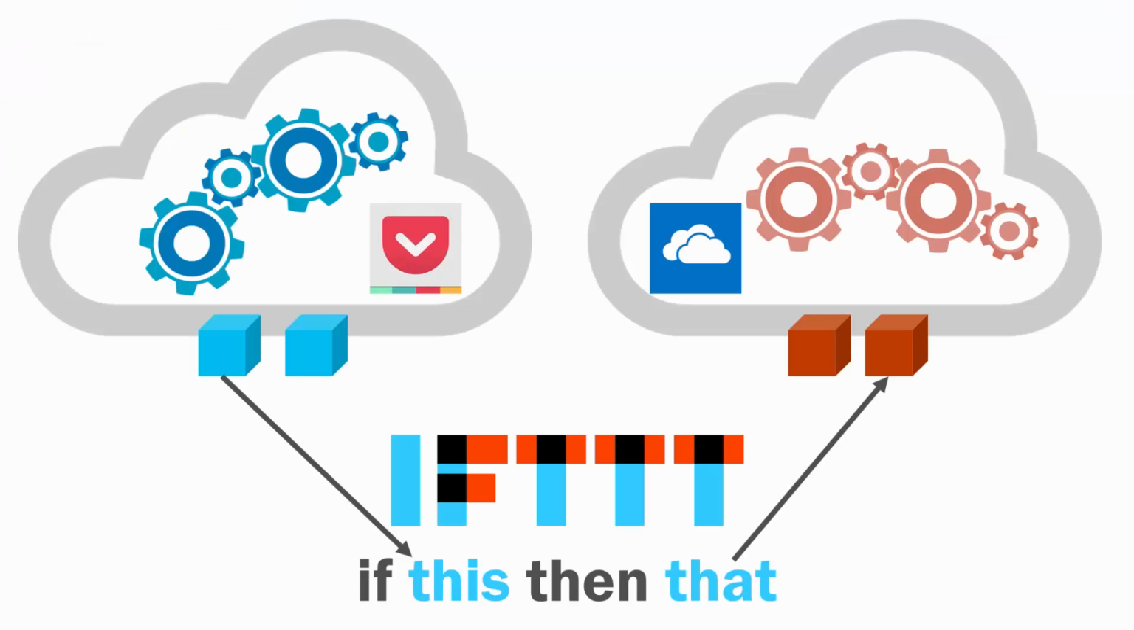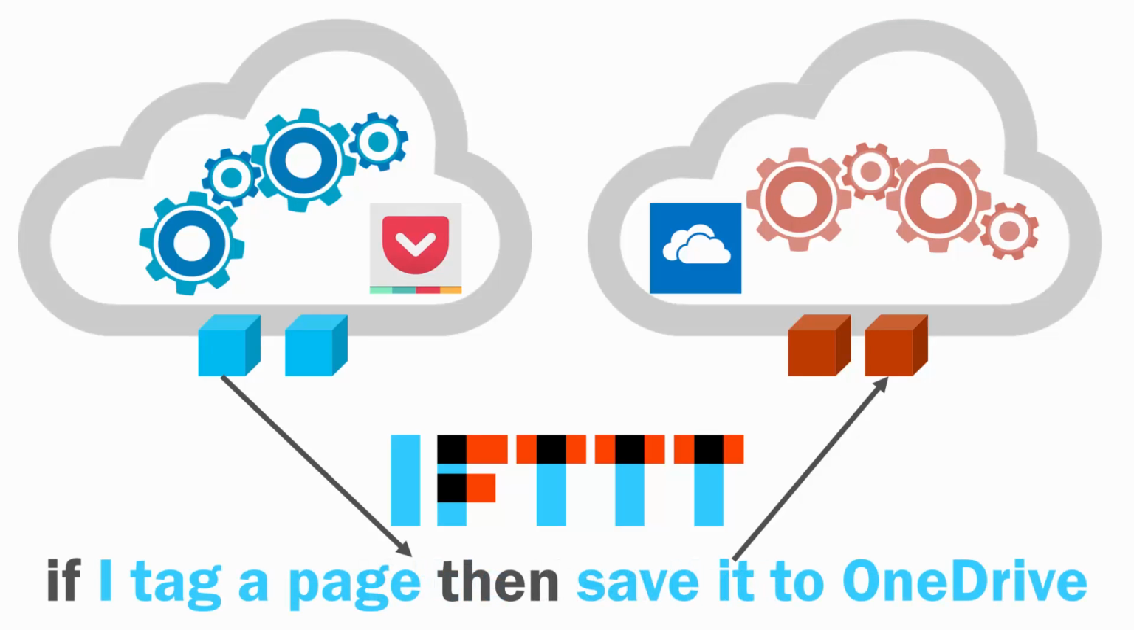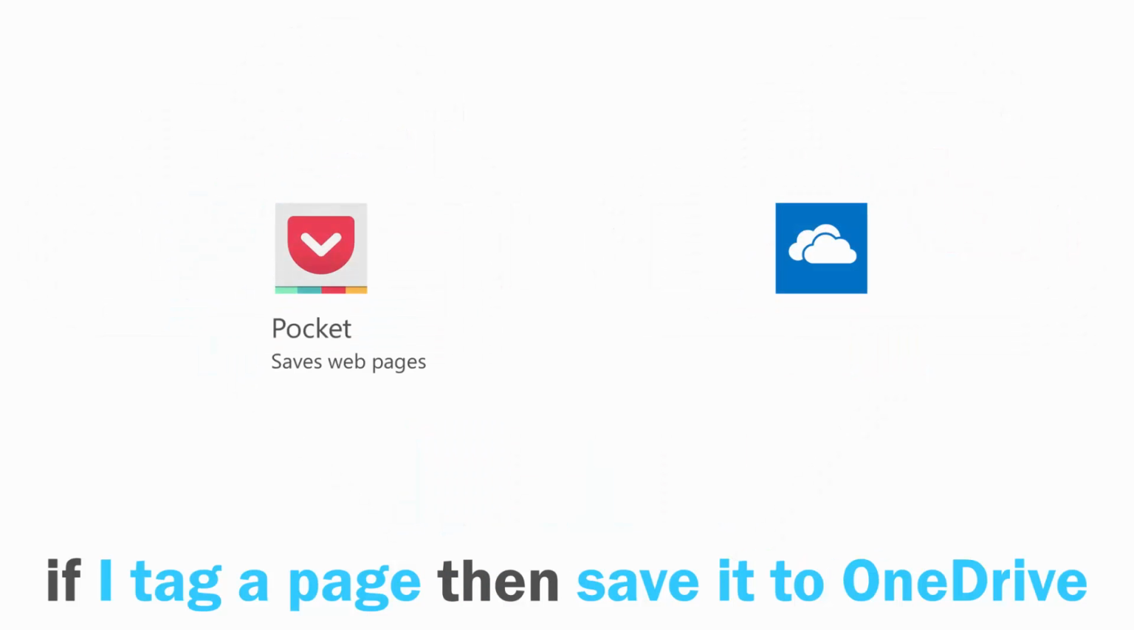So at this point, if I were to state my goal as an if this, then that statement: if I tag a page, then save it to OneDrive. Sounds pretty easy. But there's a catch. Pocket saves web pages. When you ask for stuff from Pocket, it gives you web pages. OneDrive saves files. And there's actually a difference. So we have to convert the web page to a file format before we save it to OneDrive.